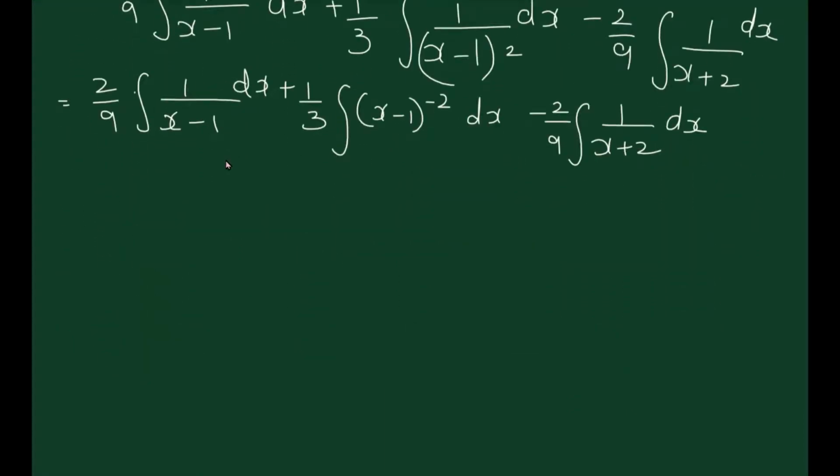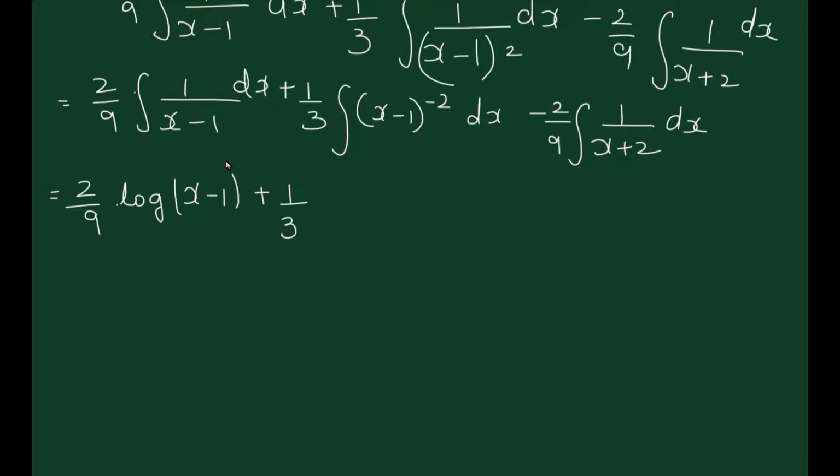Now we can solve it. And so we are going to get, now 1 upon x is log x. The integral of 1 upon x, remember it is log x. So here you get 2 upon 9 into log x minus 1, because 1 upon x minus 1, the integral of it is log x minus 1. Those who have followed my previous lecture will know what I am talking about.